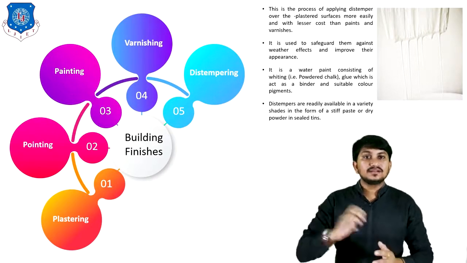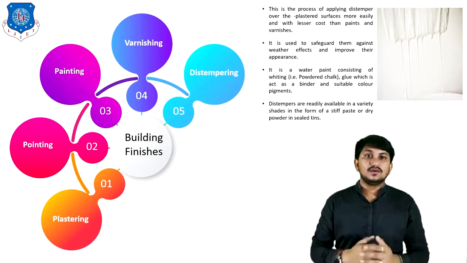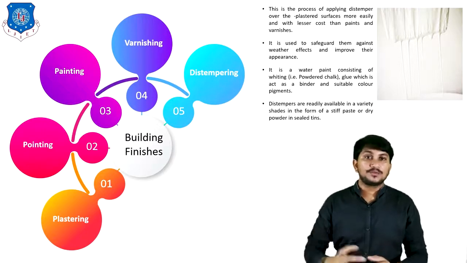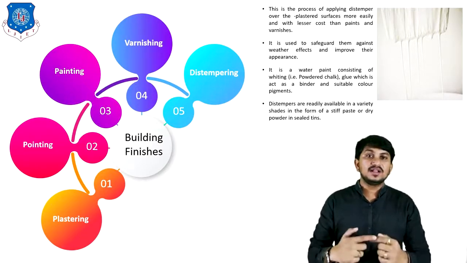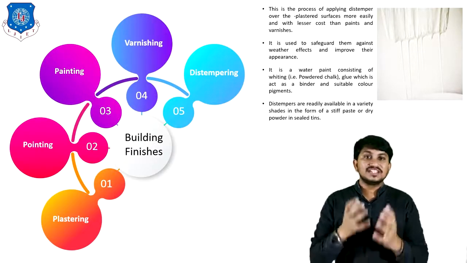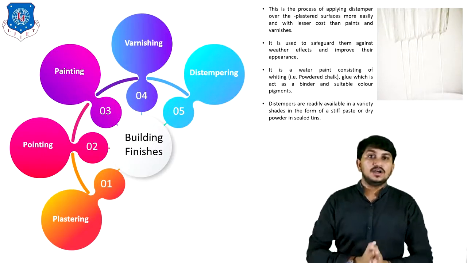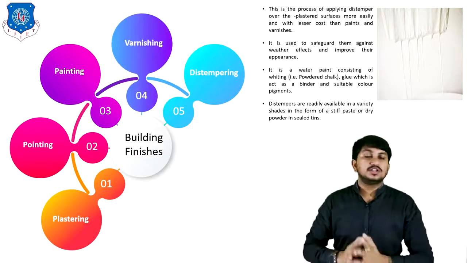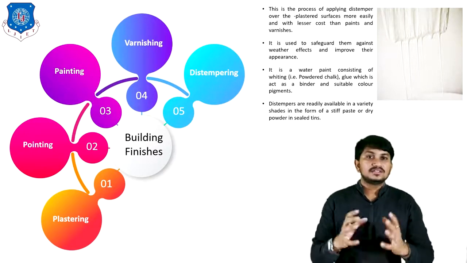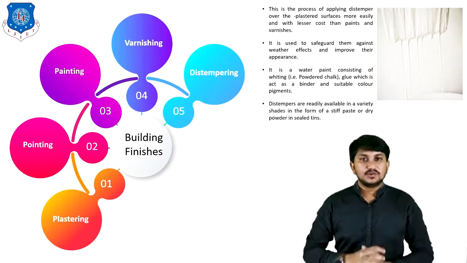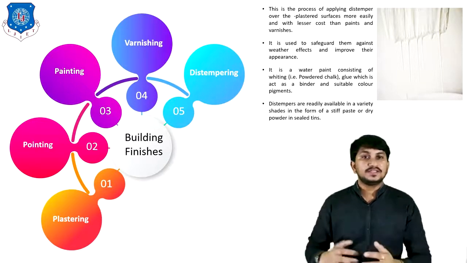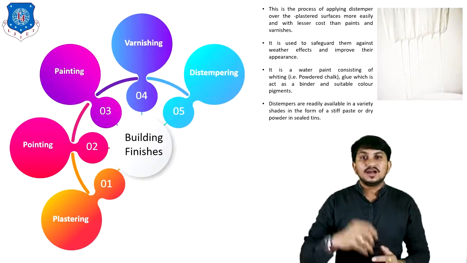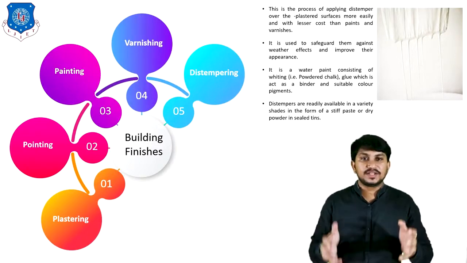It is a water paint consisting of whiting or powder chalk, glue, which acts as a binder, and suitable color pigments. So distemper is the combination of powder chalk, glue material and some color pigments. Distempers are readily available in a variety of shades in the form of stiff paste or dry powder in sealed tins.